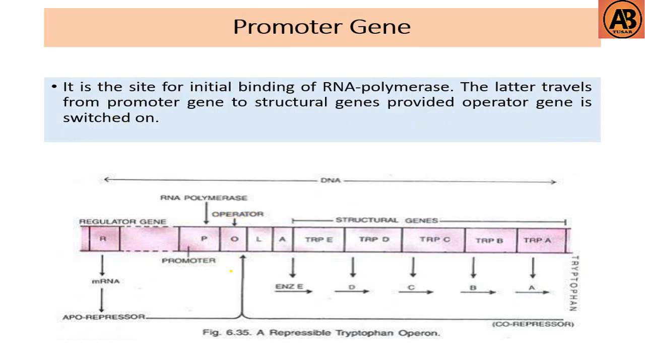Then the promoter gene. It is the site for initial binding of RNA polymerase. The latter travels from the promoter gene to the structural genes provided the operator gene is switched on. Here you can see the promoter gene. P indicates the promoter.